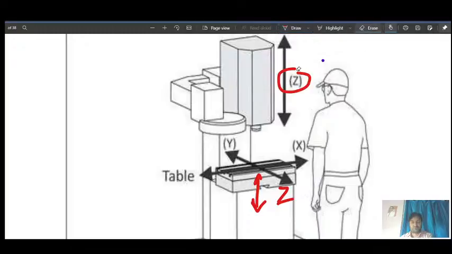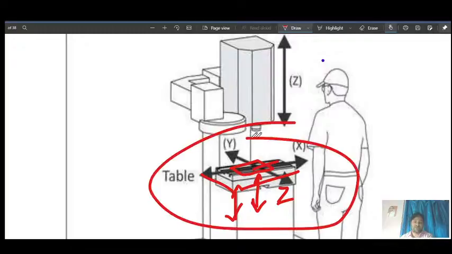So now you understand all the directional movement of the workpiece is achieved through the table movement. The table will move this way, this way, this way, or up or down. And if the workpiece is resting here, the workpiece will also move up and down with respect to the tool, and that's how cutting takes place.